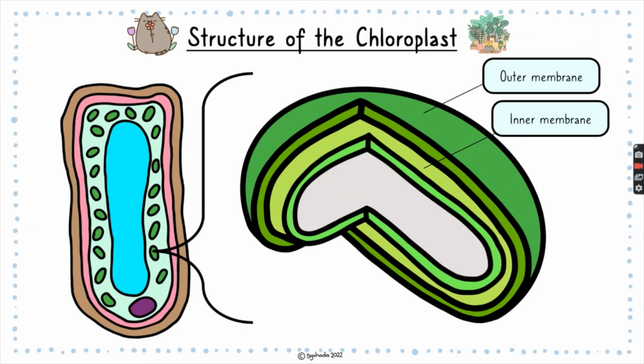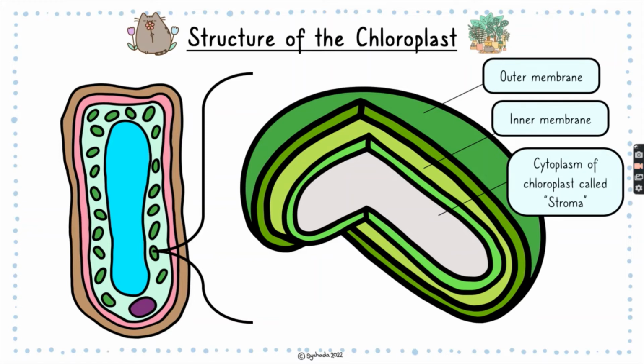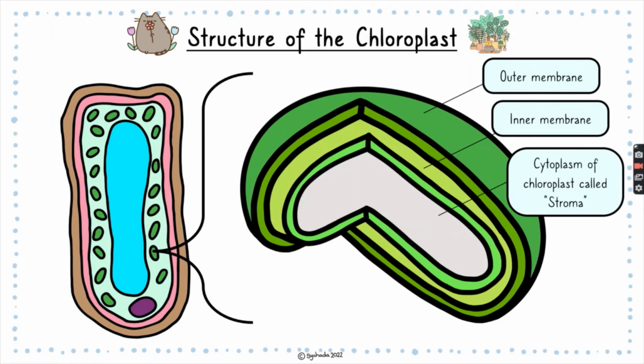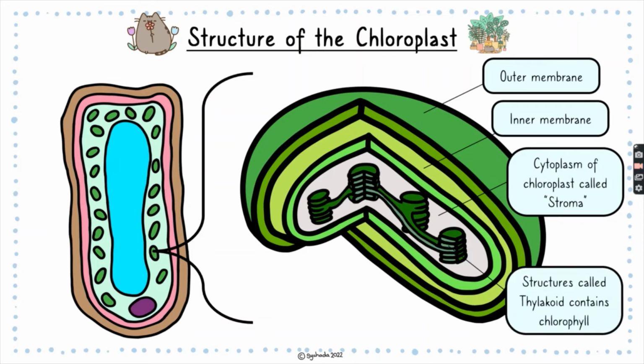You're going to learn this in 6th form, I think, but you don't need to memorize this for O levels. I'm just here to introduce this to you a bit earlier. So the chloroplast itself has an outer membrane, an inner membrane, and also its own cytoplasm called the stroma on the innermost layer. And in the stroma are these structures called thylakoid membrane, and this is where chlorophyll can be found.